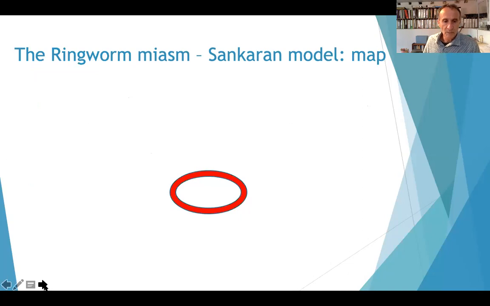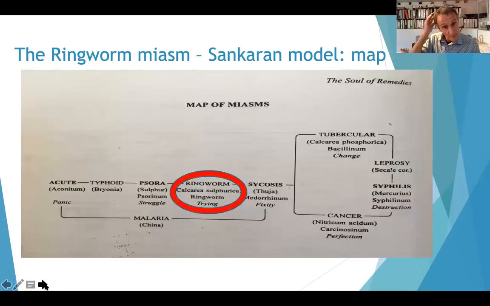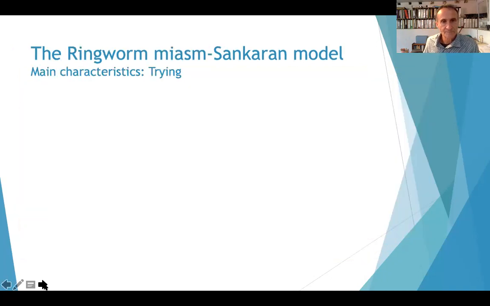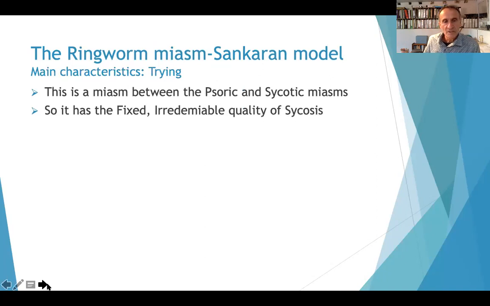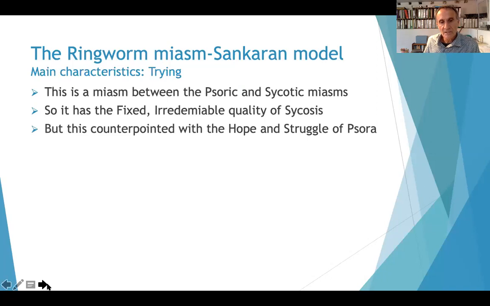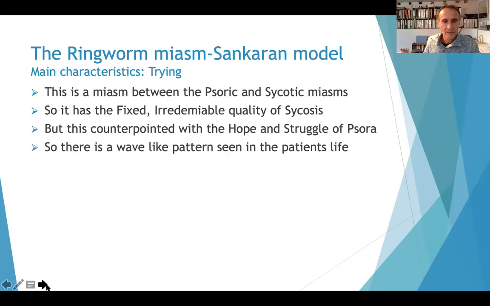The next miasm, an in-between miasm we're looking at, is the ringworm. And the ringworm we find here between Sora and psychosis. Let's have a look at it. And here's an aspect of trying. It's got the same fixed irredeemable quality of psychosis, but this is lightened up a bit with the hope and struggle idea of Sora.